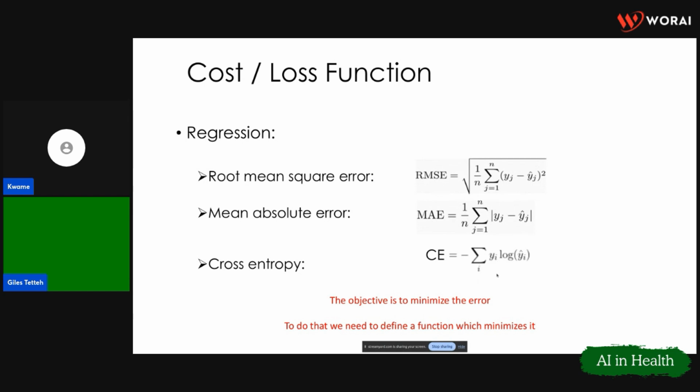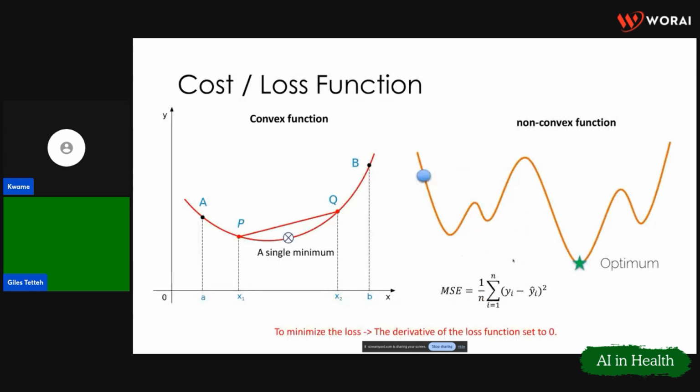Then we have a cross entropy error or loss, which is for categorical tasks. So the question is, how do we minimize this, right? And then this comes in.